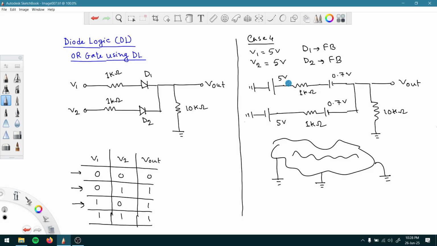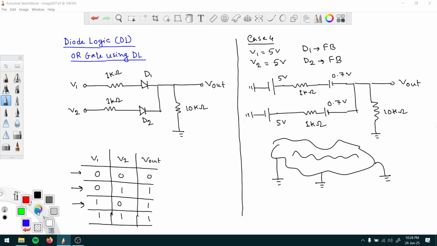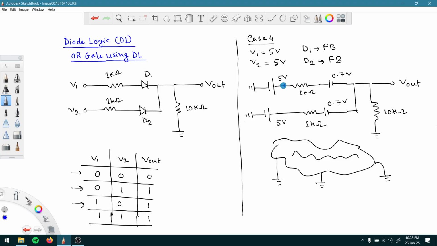If you think about this node here, let us use blue color, like this point here and this point here, both of the points are representing 5 volt, right? So they can be considered as the same node, and that means we can directly connect them together if we want, and the same thing can be done here also, right? So let us try to resolve this problem first.